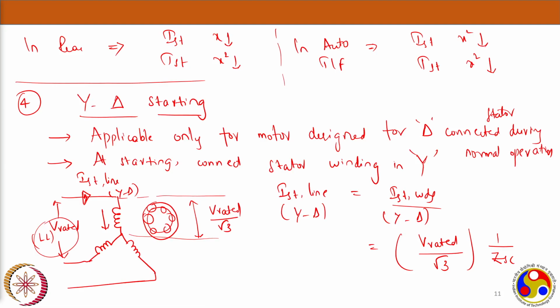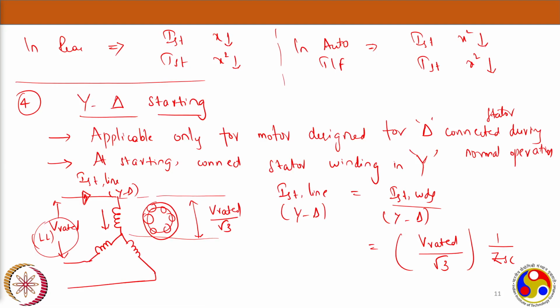Now if you see this in comparison with the DOL, it's root 3 times V rated by ZSC. But in the star delta you have V rated by root 3 ZSC. Now if you take the ratio of both, I in the star delta divided by the DOL starting, you have root 3 in the denominator here, you have root 3 in the numerator here. It will be 1 by 3.